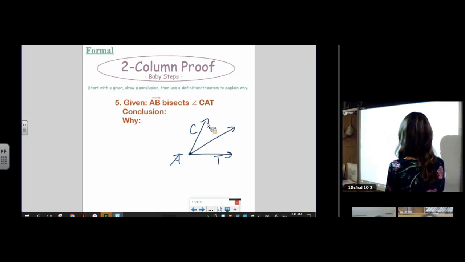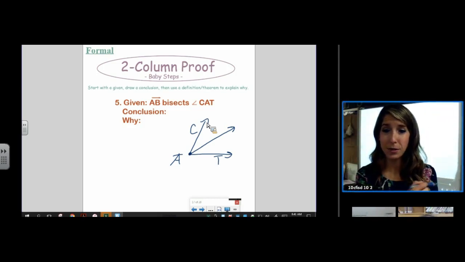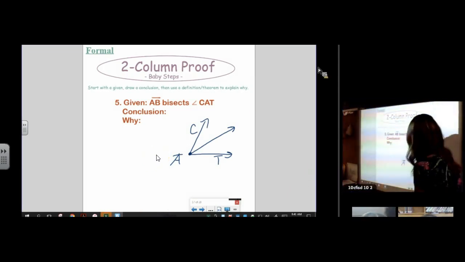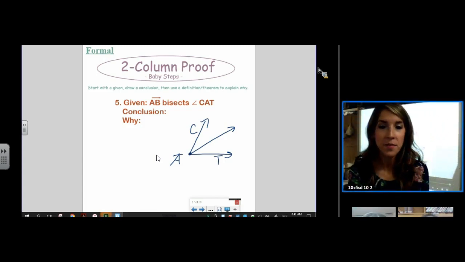Uh-oh. Something happened to my smartboard. What do I always tell you to do when you see bisect? What do I tell you to immediately do to your picture? Oh no, my smartboard's not working anymore.